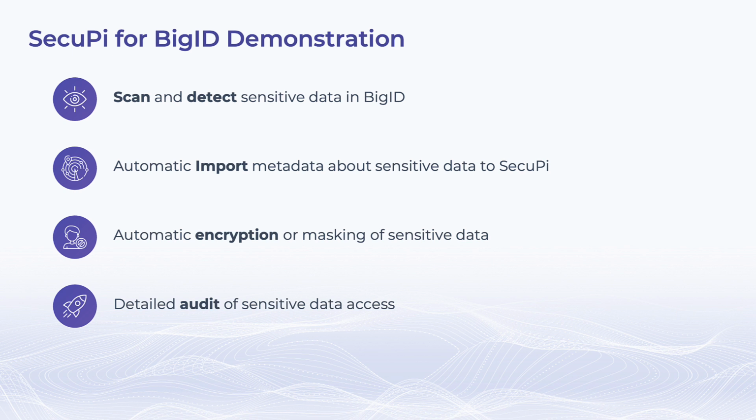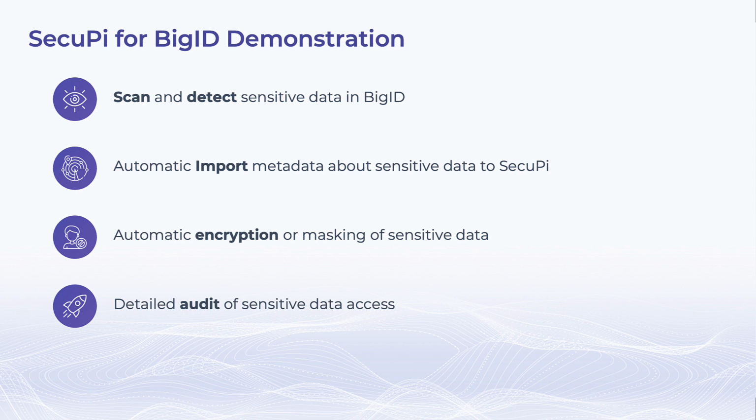So now I'm going to show you a demonstration for the BigID and SecuPi integration. First, I'm going to show you the scan and detect sensitive data in BigID. Then I'm going to automatically import the metadata from BigID into SecuPi. And then we're going to automatically encrypt the data in the application. And lastly, we're going to have a detailed report about data. The last will be access to data, detailed audit information about accessing data.